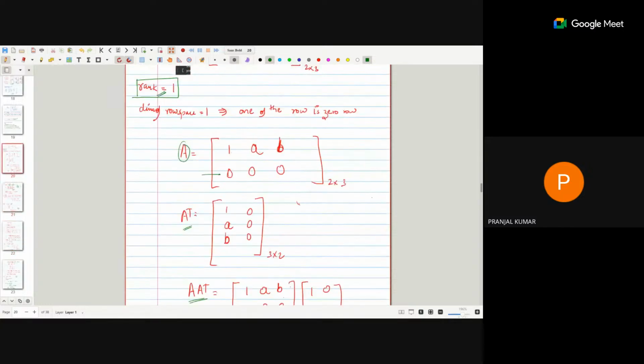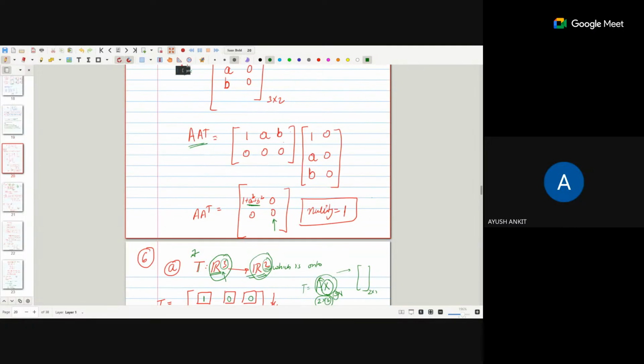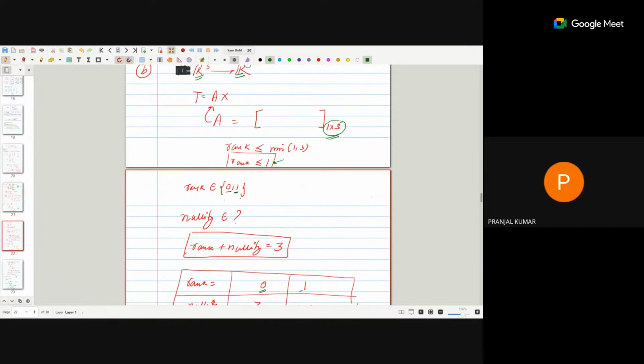So this option is right or wrong? It is wrong because there does exist such a matrix, right? Is this clear? Yes, sir. Okay, are you understanding?